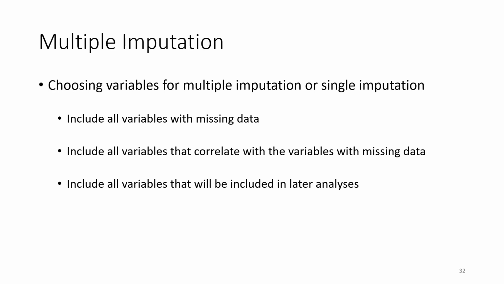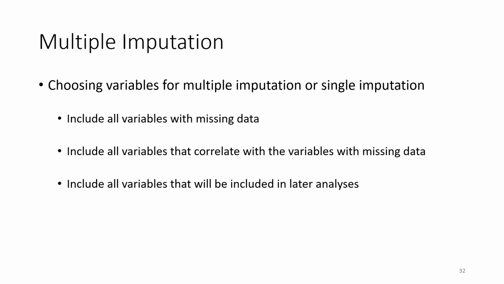So for multiple imputation and single imputation, the question arises, how do you choose the variables that you're going to use to estimate the missing data? Well, first, you want to choose all of the variables that have missing data. And you would want to choose those in such a way as having the variables with the most missing data included after variables with the least amount of missing data.